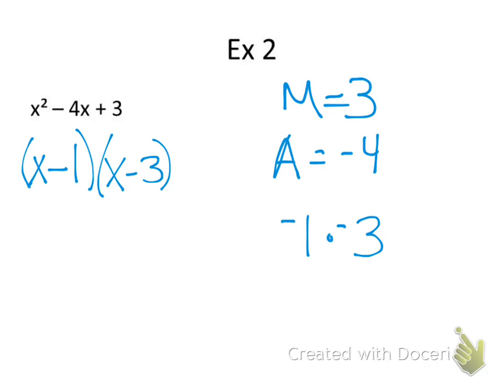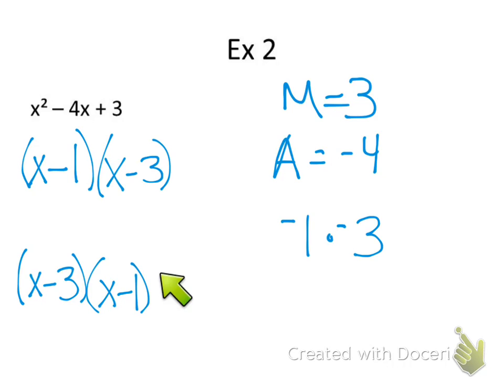Now, since we are talking about multiplication, multiplication is what we call commutative. It means that order does not matter. So if you want to write it like this, that's fine. If you have the terms flip-flopped, it's not a big deal. What is important, though, is that they're both negative. That's the only way we'll add to a negative and multiply to a positive.